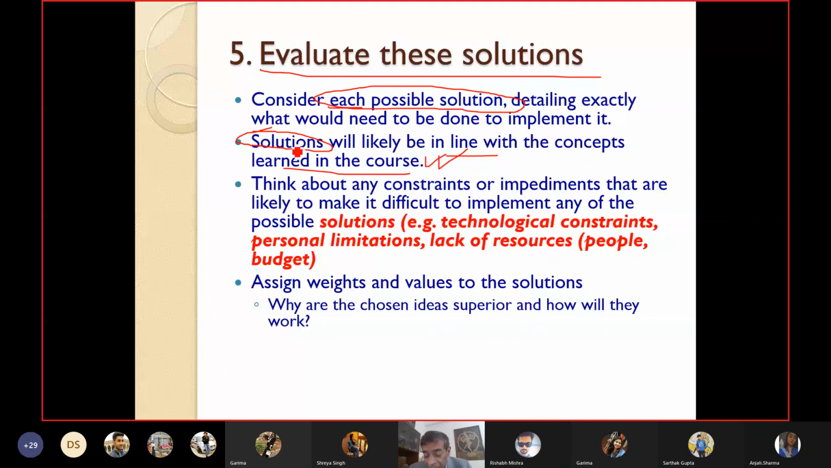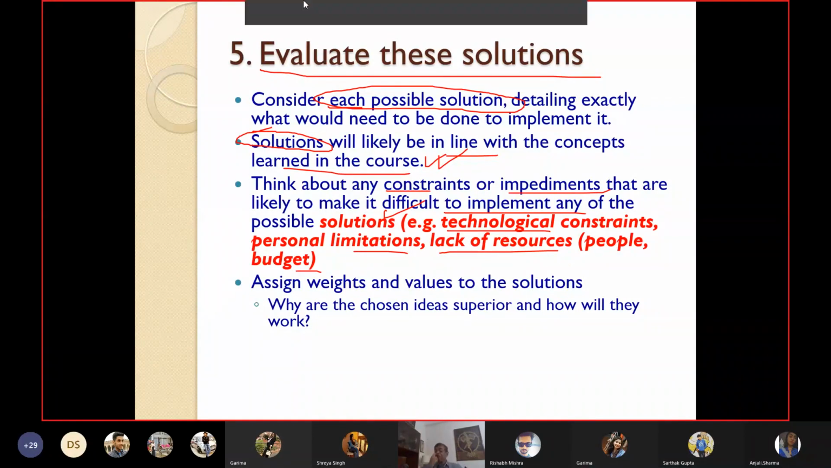Now, ladies and gentlemen, apart from coming up with the best solutions, there could be constraints in implementing them. Because you think these are the best solutions, of course, this would have the best outcomes, but there could be constraints. So make sure these constraints are overcome. You can recommend to the company. Think about the constraints or impediments that are likely to make it difficult to implement any of the solutions. Constraints could be technology, people, budgets, finances. You don't have the resources. Now, if you don't have resources, how do you execute and implement the solutions you're recommending?